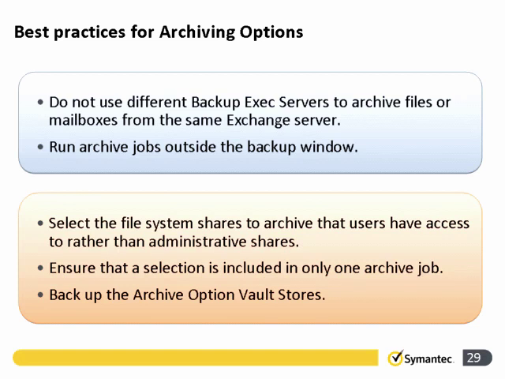You should select shares that users can access across the network rather than administrative shares. And we'll see that in the interface. By default, users cannot restore anything that was archived through an administrative share. And you need to back up the archiving option vault stores. By default, that's the way data is deleted from the source.